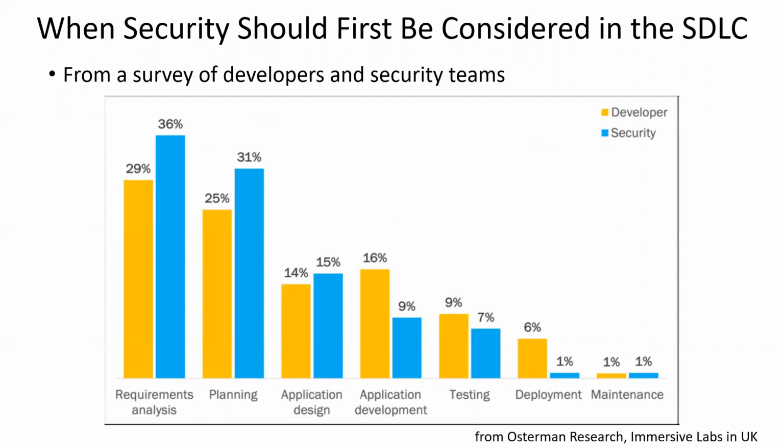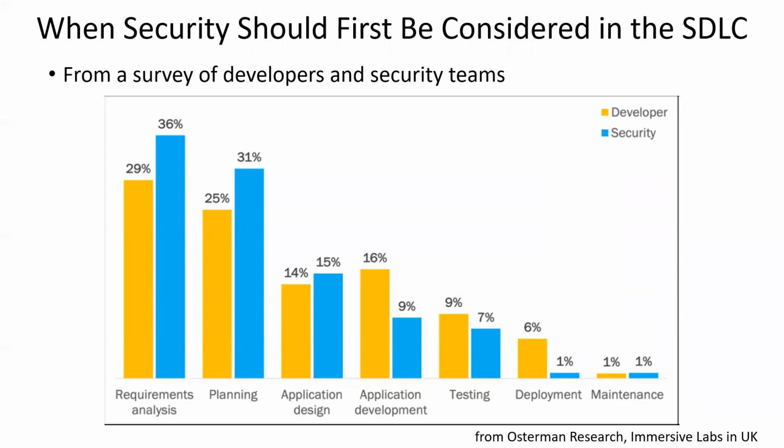So they asked professional developers and security teams, when should they start working on the security? Where should security be considered in the SDLC, the software development lifecycle? Well, you'll see that a little bit less than a third of them, particularly the developers, thought it'd be done in analysis requirements. Some of them planning. It picks up a bit in development, testing, and maintenance. Only about 1% of them thought it should be done in maintenance.